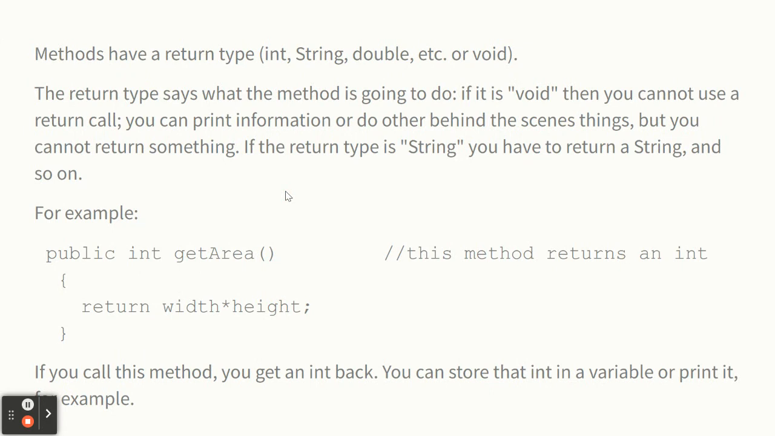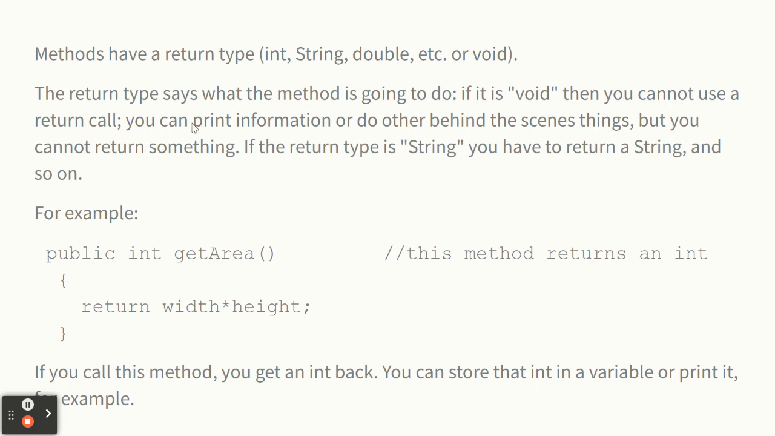Methods have a return type: string, double, Boolean, void. You know, every single one of those coding problems had a return type. You had to look and see, what are they asking for? They asked me to return a string, or they want me to return true or false, or an integer. And that's what we're talking about.